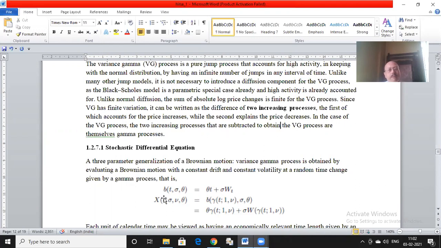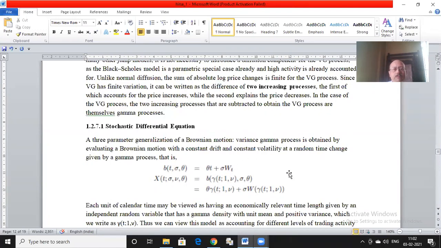I have this simple generating function B defined with t, sigma, theta, where theta is the drift and sigma is the volatility, simply as theta t plus sigma W_t. This is exactly as in the Black-Scholes model, in the original diffusion process model. Now, how do I introduce the gamma process here? The way to introduce the gamma process is by evaluating this Brownian motion, which has a constant drift and a constant volatility, so far very standard, at a random time change. And this random time change is generated by a gamma process.